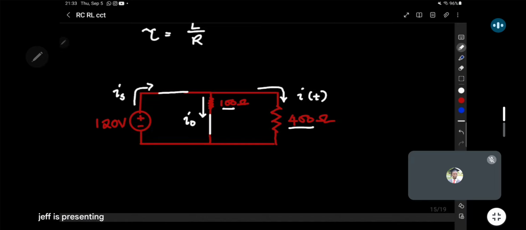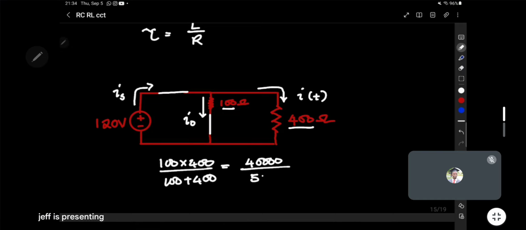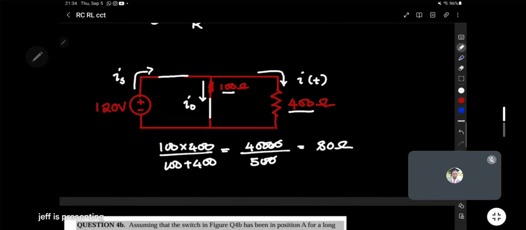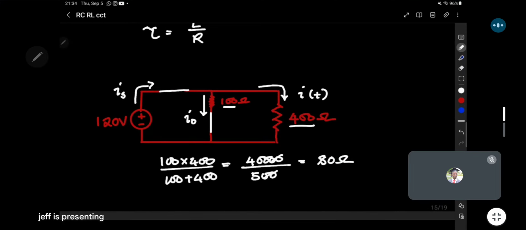Since these are in parallel, total resistance is going to be 100 times 400 over 100 plus 400. So this is going to be 40,000 over 500. The 2 zeros will go with the 2 zeros, 5 into 40 goes 8 times. So this will give us 80 ohms as the total resistance. With the total resistance figured out, I've just combined these into one resistor.